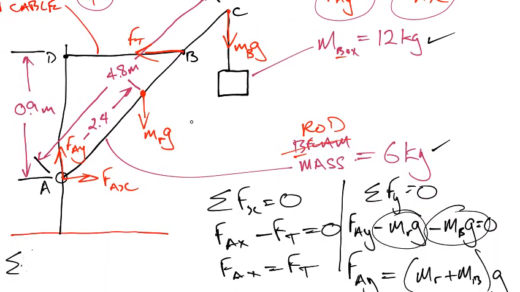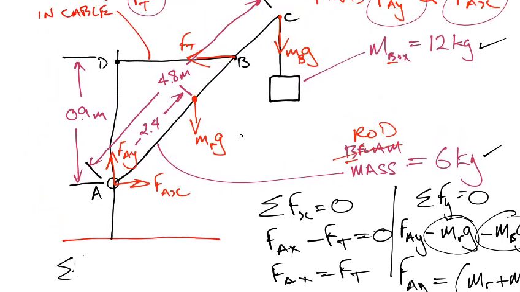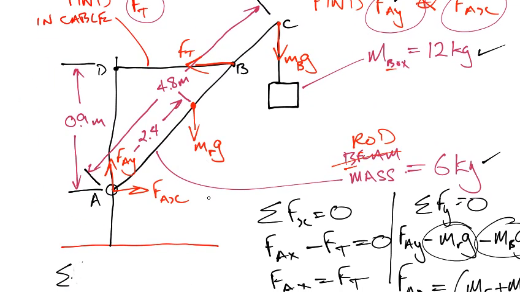We've got two more to go. At this point, what I would do is decide to take the sum of the moments about a certain point. Because I have 2 unknowns, my unknowns here are FTY and FAX, I have to make a decision as to where I'm going to take the sum of the moments about. And here is a summation symbol, so I can say summation of the torques about what point? Well, if I pick point B here, I get rid of FTY.